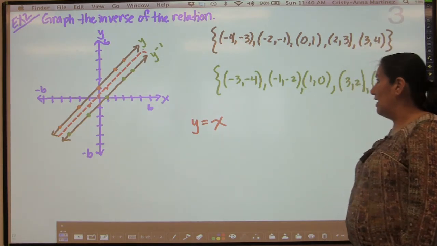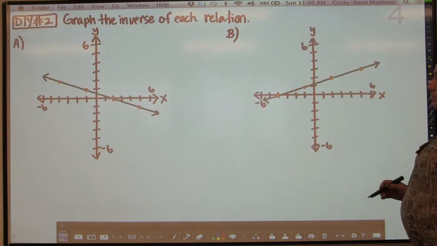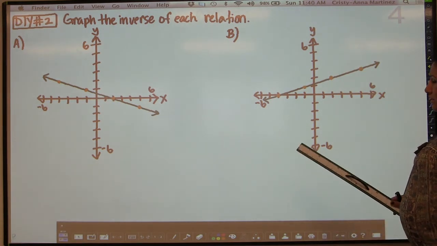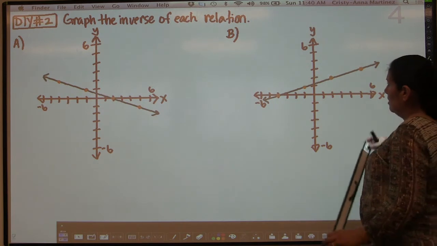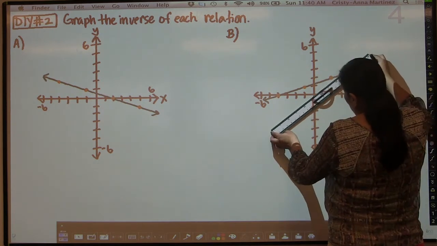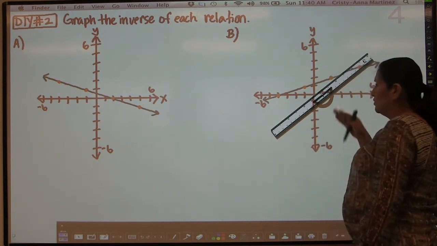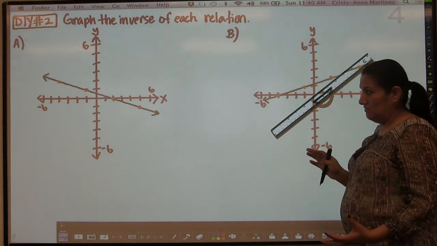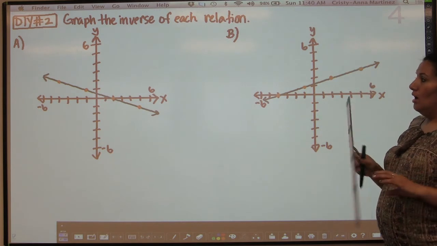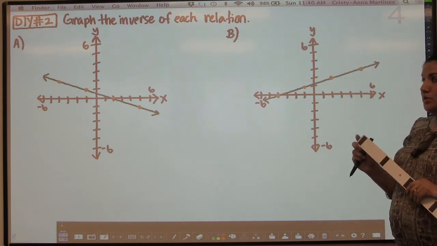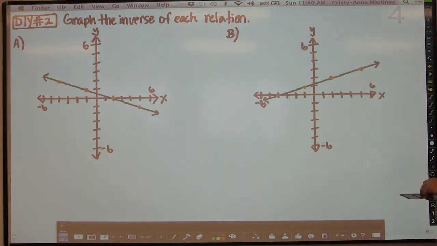I want you to try that as you do it yourself. Number 2, there are two graphs here, and when you graph y equals x, which will go right down the middle like this, you should have two lines that will be mirror images of each other. And again, I will show you that a bit further when you come back into class and we'll do the do-it-yourself questions. But I want you to try that.